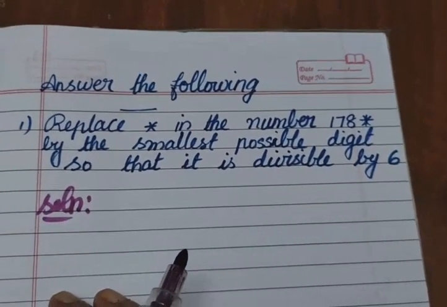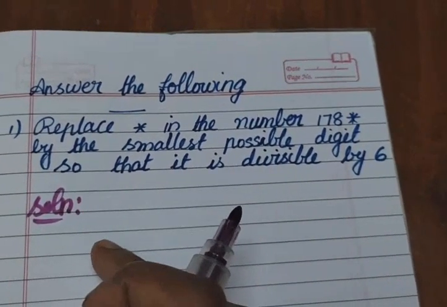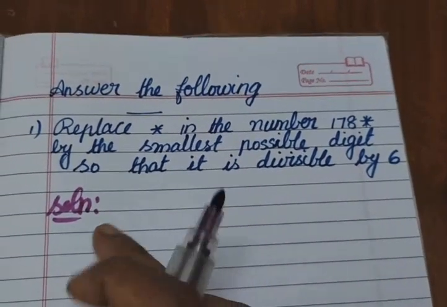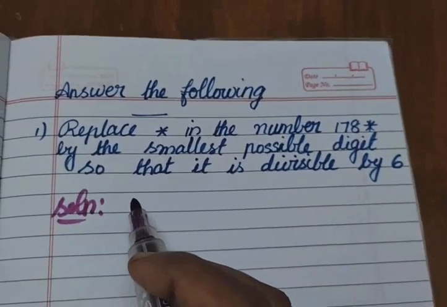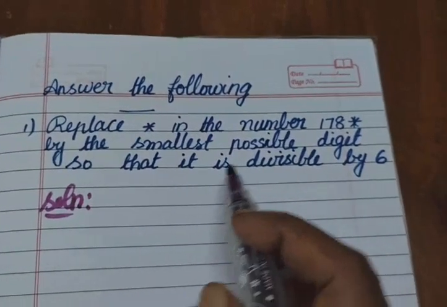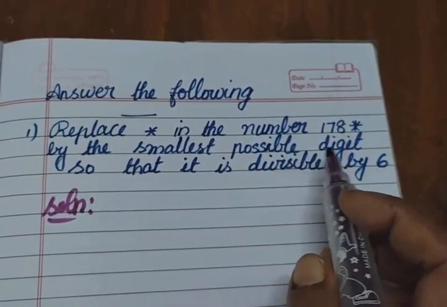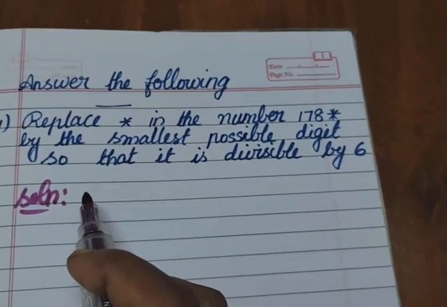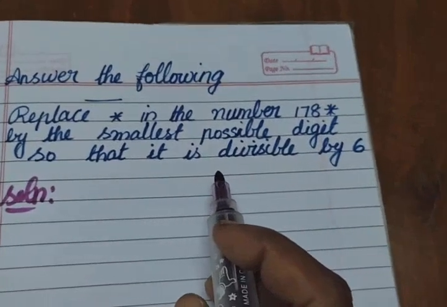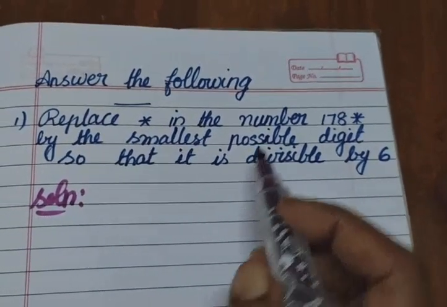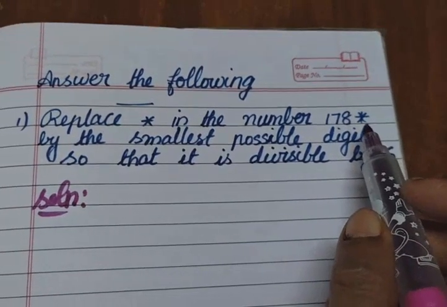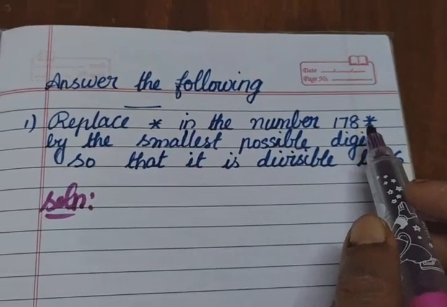Children, today we will learn some problems on test of divisibility. Okay, children. Our first question is: replace star in the number 178 star by the smallest possible digit so that it is divisible by 6. Here 178, one more number is there. That number is not given here. We have to find that one.